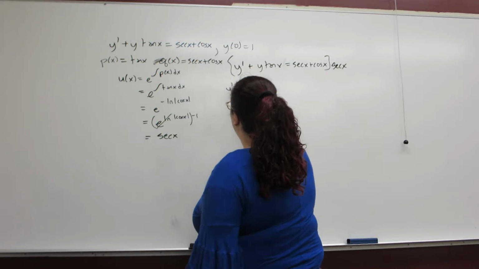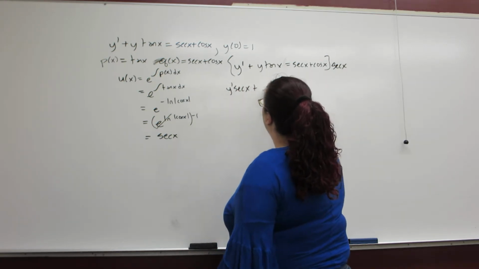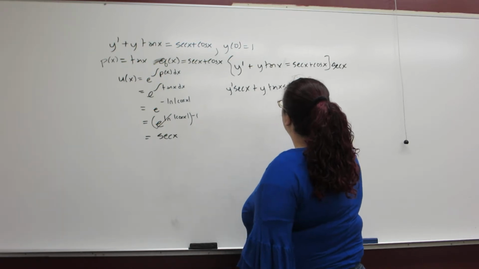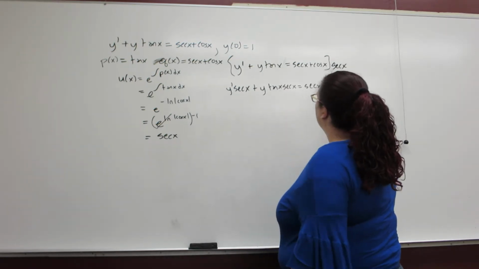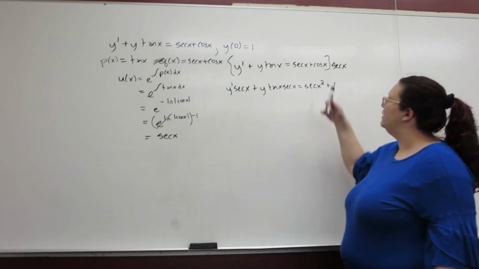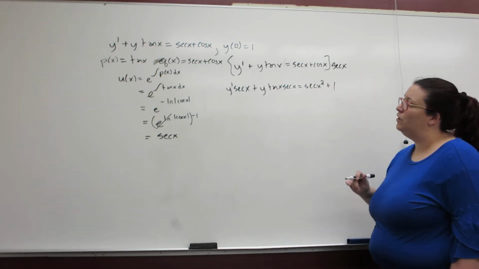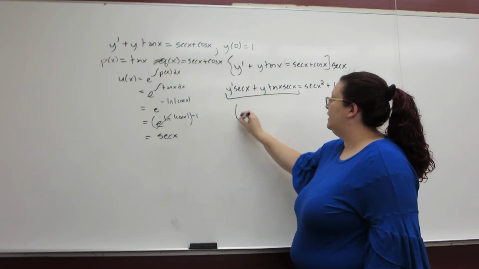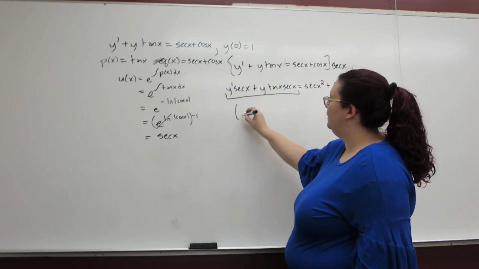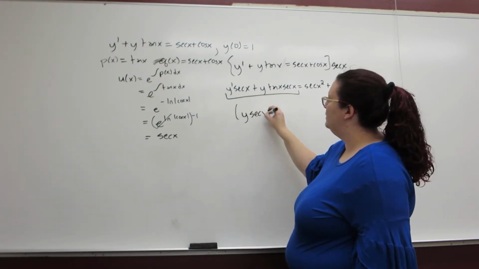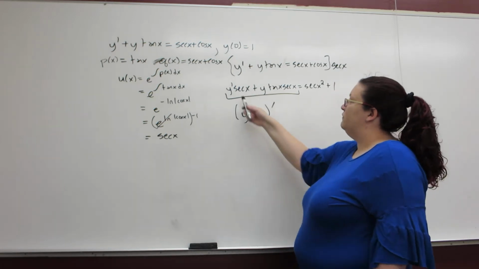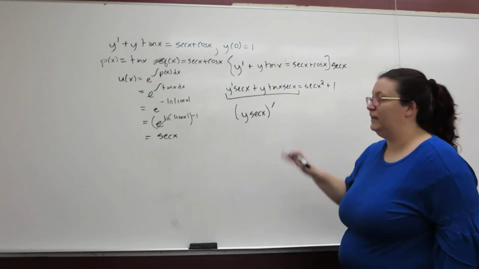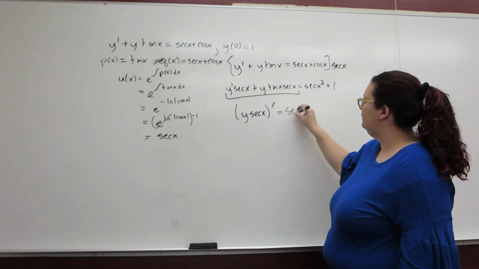So I end up with y prime secant of x plus y tangent secant equals secant squared plus 1, because of course cosine times secant is 1. Now, the reason for doing this is because the left-hand side is now the product rule to find the derivative of y times secant. Because if you take the derivative of the first times the second, plus first times the derivative of the second, we get back to here.